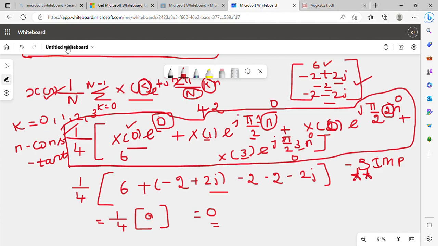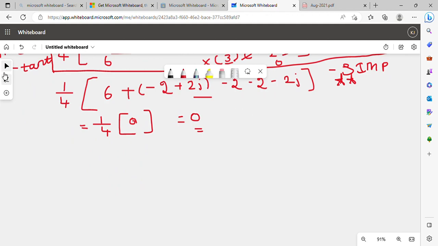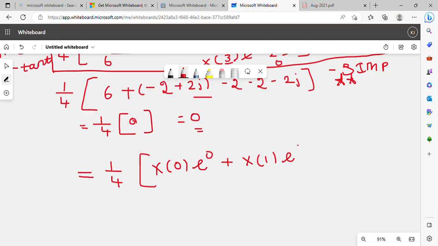Yes. And now coming on to the second one. So let me do the second one. For my second one, I get 1 by 4 into x of 0 into e to the power of 0. This is always the same. It is plus x of 1 into e to the power of plus j 2 pi by 4, or you can directly write it as pi by 2.